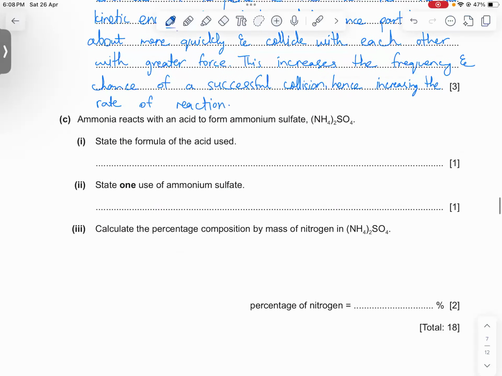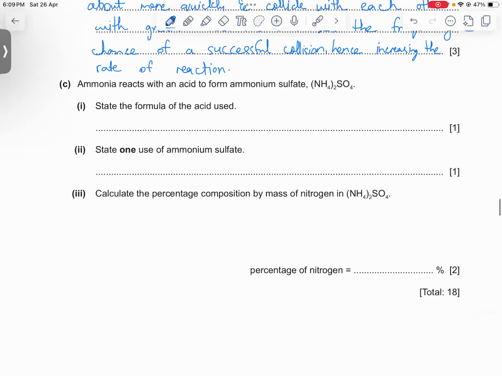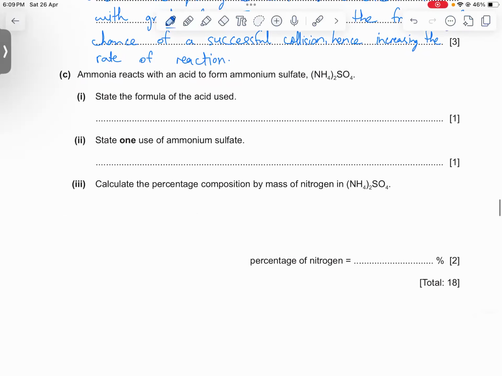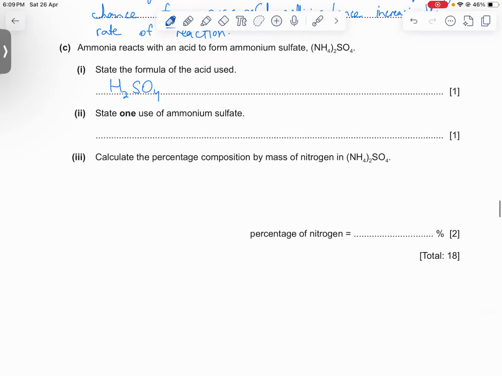Next question. Ammonia reacts with an acid to form ammonium sulfate, (NH4)2SO4. State the formula of the acid used. So which acid should be used? If sulfate is produced, then we need sulfuric acid, H2SO4, right? So we need sulfuric acid, otherwise we can't. All right, state one use of ammonium sulfate.